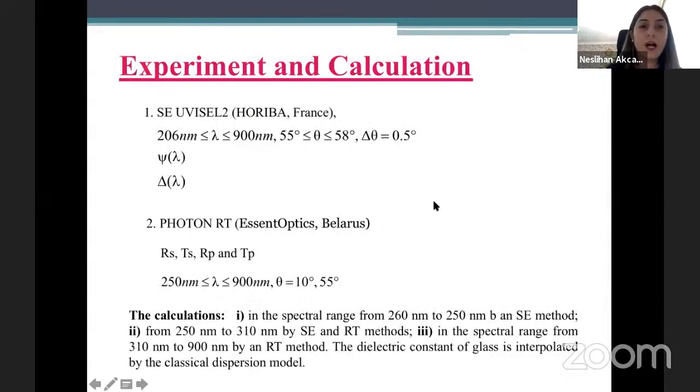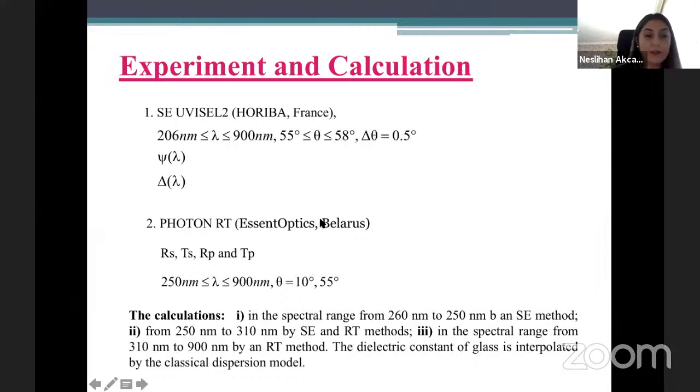So here I would like to mention the experiment and the calculation. As I said before, in our study, we used two different methods, spectroscopic ellipsometry and spectrophotometer, to obtain the optical properties of the sample. In the SE analysis, psi and delta ellipsometric parameters were measured in the region from 206 nanometer to 900 nanometer at the incidence angles from 55 degree to 58 degree.